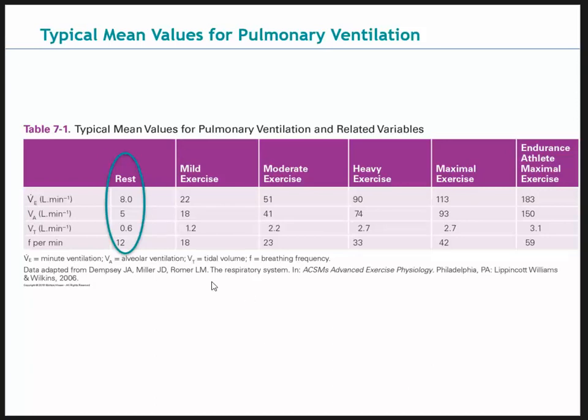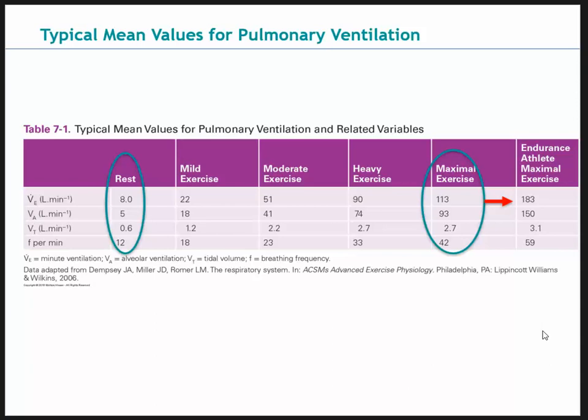As you move up, so as we start exercising, we see that these values start to increase all the way up to maximal exercise. So this would be just for the average person. Over here, we see an endurance athlete. Our endurance athlete values you see are very high. I won't say almost double, but they are a lot higher than just our typical person. We'll talk about some adaptations that occur to the respiratory system that contribute to why those values are so much higher. So we'll discuss that as we get towards the end of this whole chapter.